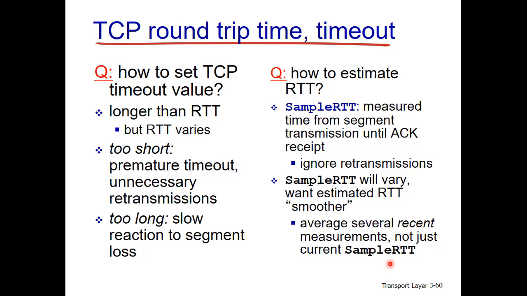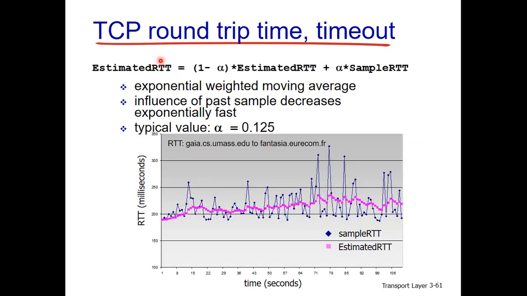So we are defining another terminology called the estimated RTT, which is the weighted average of the sample RTT. This is how we compute the estimated RTT: estimated RTT equals 1 minus alpha times the previous estimated RTT, plus alpha times the current sample RTT. Generally alpha is 0.125. It is very small, so we give less weight to the sample.